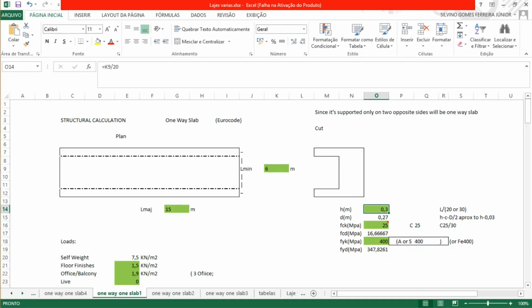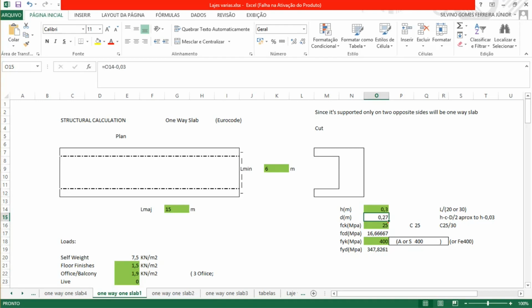And the effective depth is the total depth subtracted by the clean cover and subtracted by half of the diameter. For this kind of slab it's approximately h minus 0.03 meters, which is 3 centimeters. Let's consider that, and that will give us 27 centimeters for the effective depth.